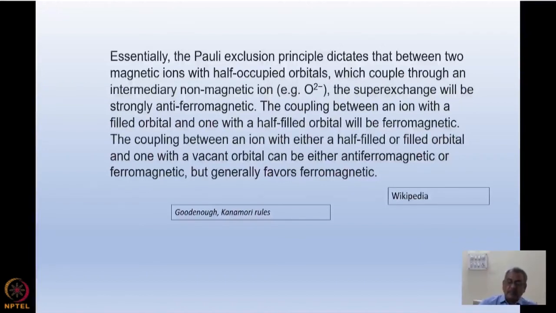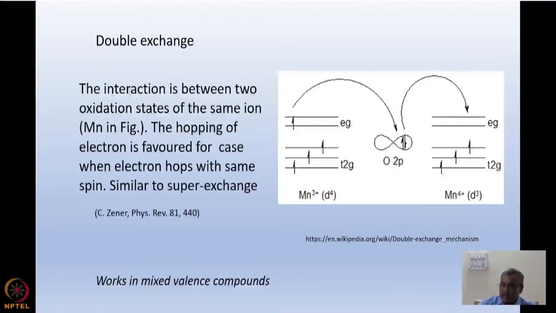The derivations are beyond the scope of this course, but what I wanted to say is that we discussed direct exchange, where two atomic orbitals overlap. Then we talked about superexchange, where two magnetic ions interact through an intermediate non-magnetic ion, which is oxygen. So manganese oxide is a known antiferromagnet. Antiferromagnet means neighbors are anti-parallelly aligned.